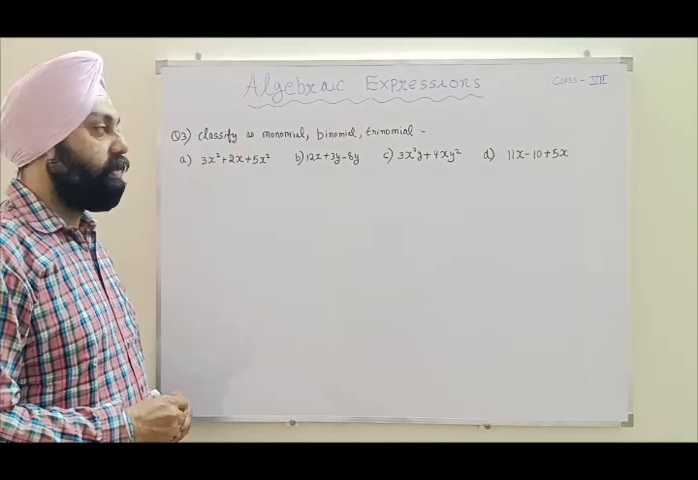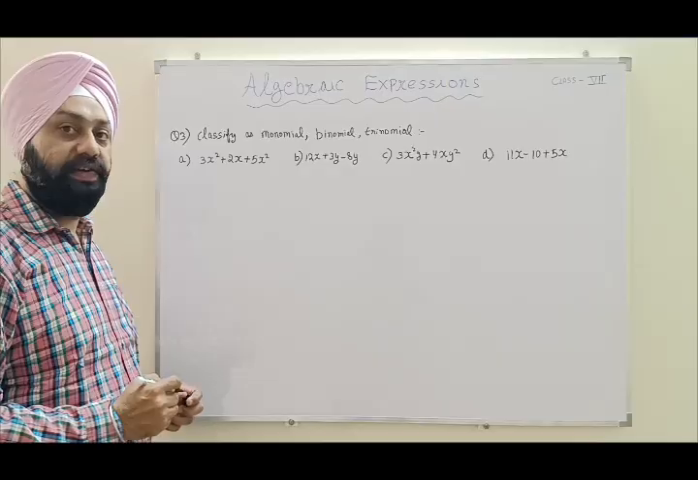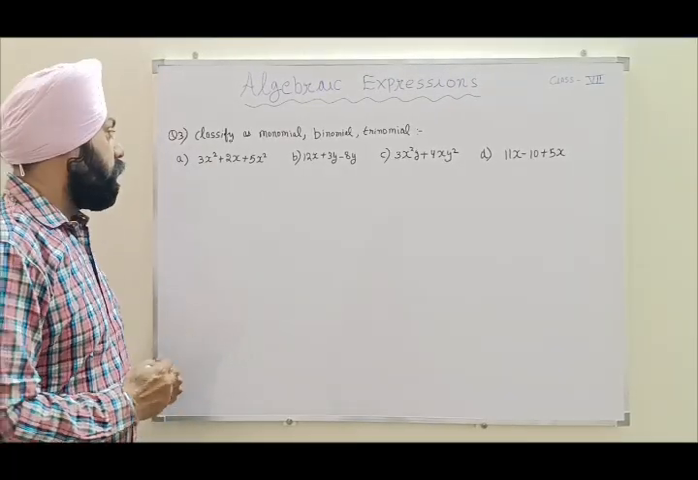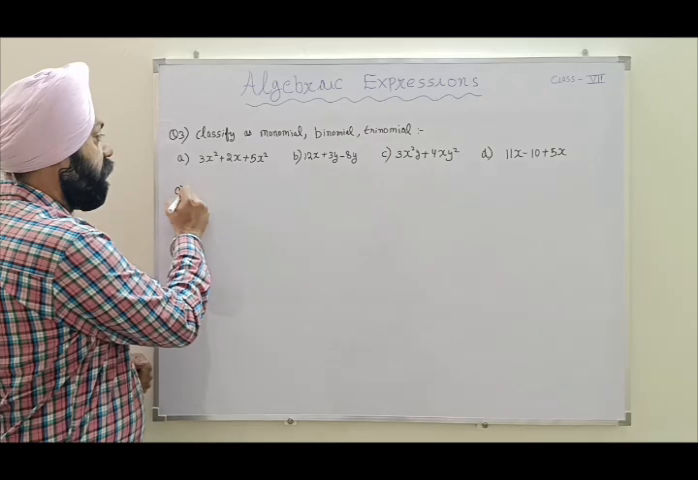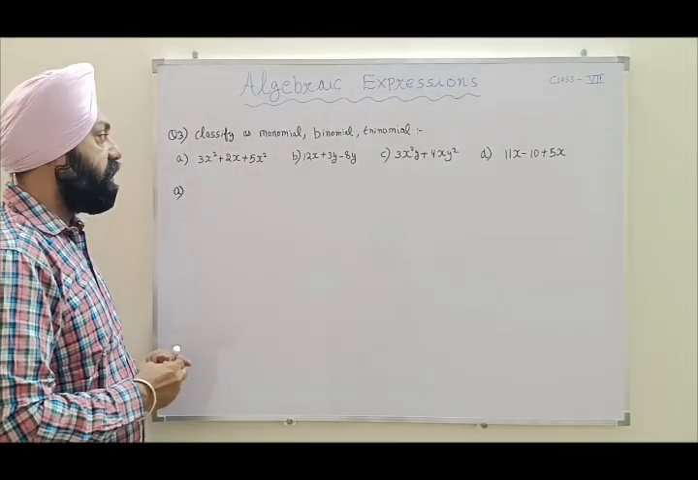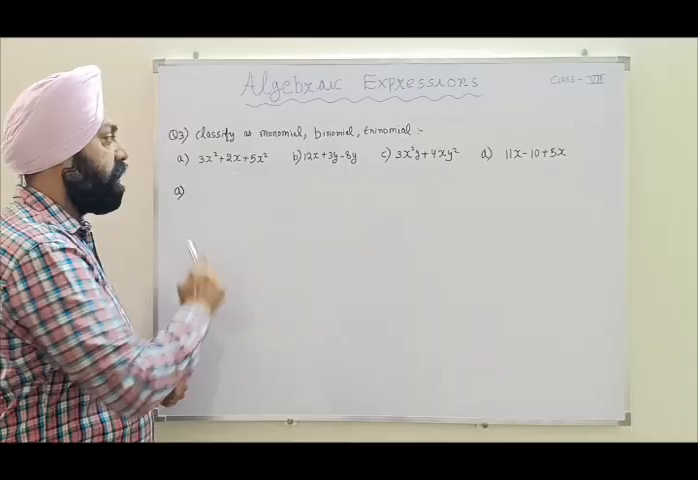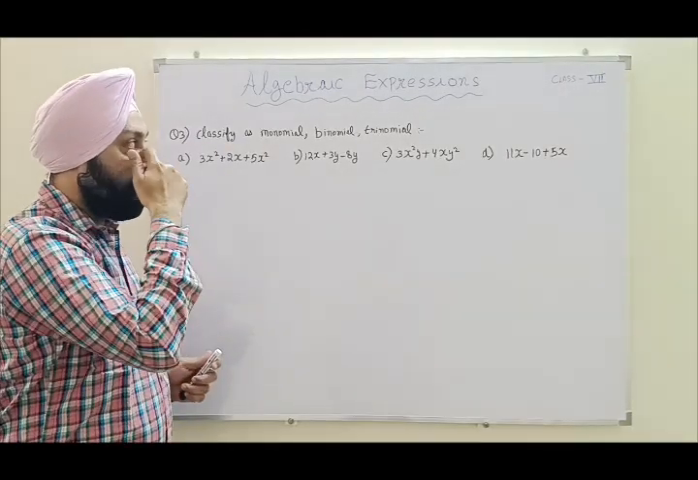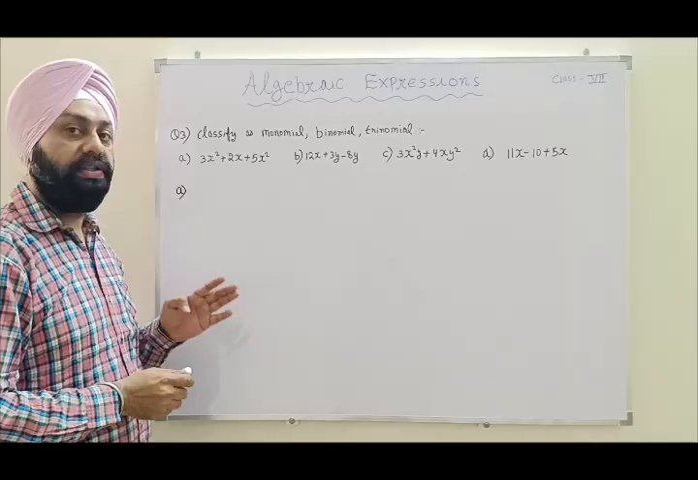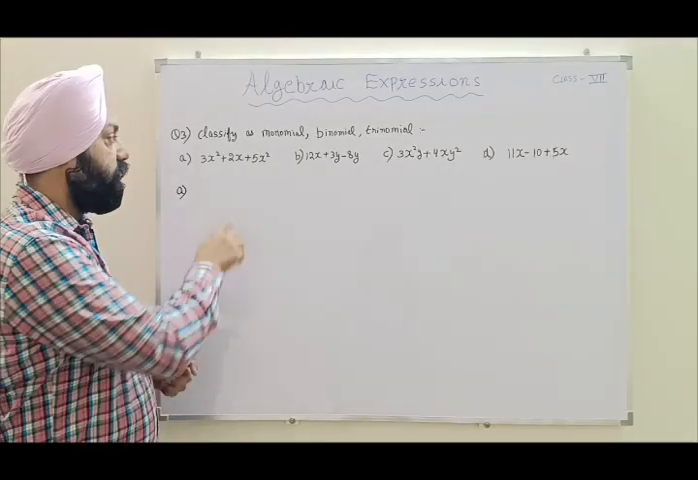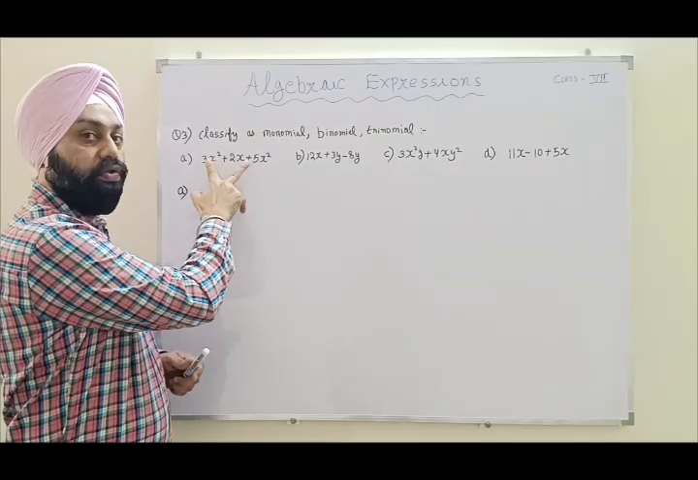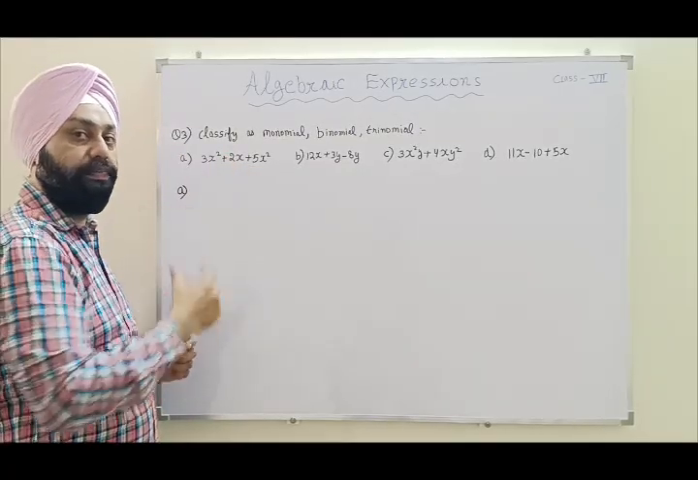Moving on to the next question. It is a very simple question, that we have to classify these expressions as monomial, binomial or trinomial. Okay, so first part is 3x square plus 2x plus 5x square. If we see that there are three terms in this, so one can say that it is a trinomial, but we have to see that all the three terms should be different. But if you see that 3x square and 5x square, they are like terms. So this expression can be further simplified.